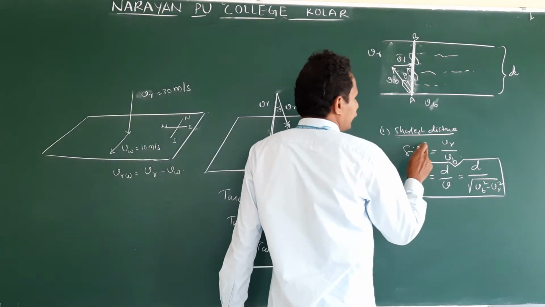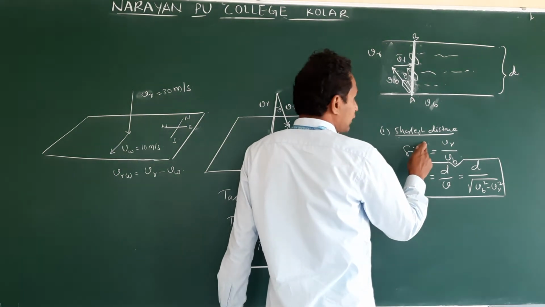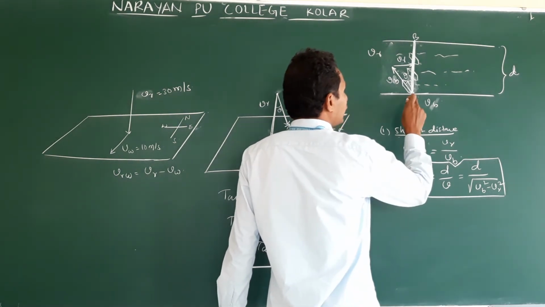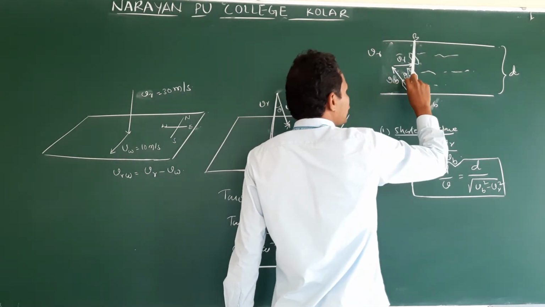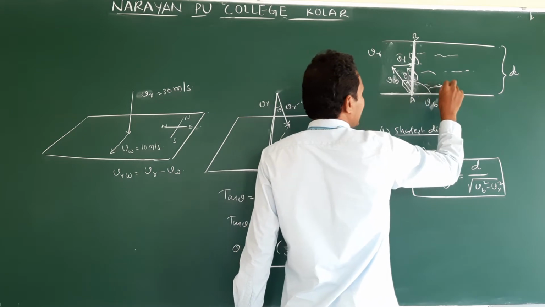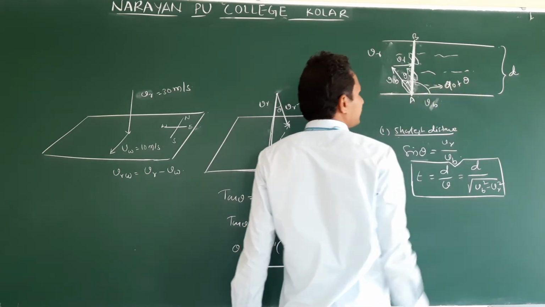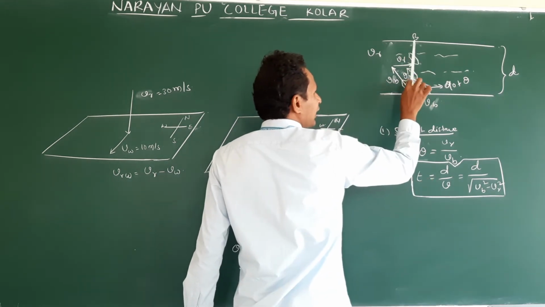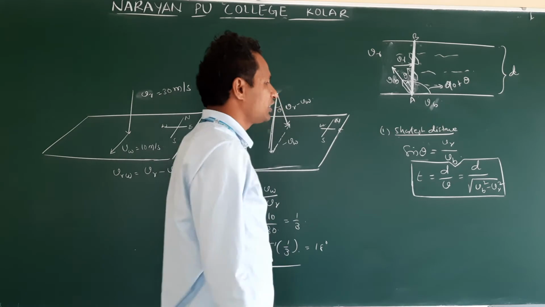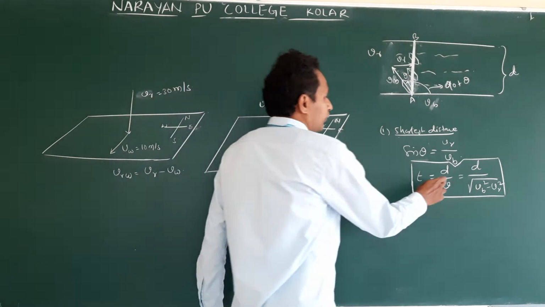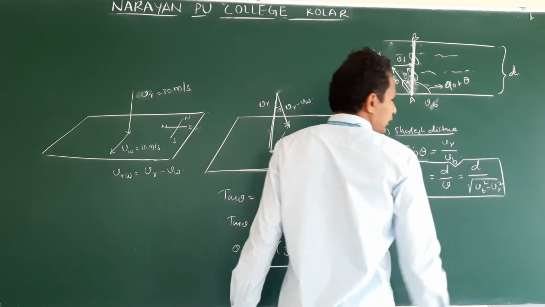This is the angle with the normal with which the boat has to start so that it reaches exactly the opposite point. Sometimes they do ask with the bank. In that case, the answer is 90 plus theta. Already this normal is there and this angle is theta. If they ask the time, T is equal to d by v, where v is the velocity along this displacement. So this is the answer.